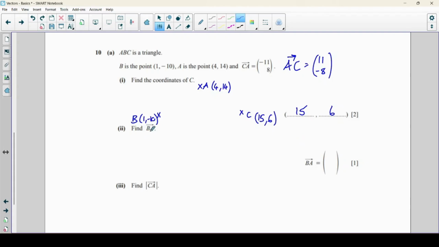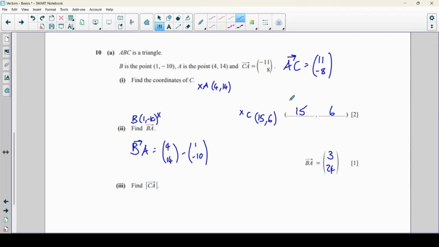Now we're asked to find BA. Okay, again, let's use my diagram. So from B, looking at the x coordinates, I'm going from 1 to 4, so that's 3 to the right. And then from minus 10 all the way to 14 is 24. We could also do that by doing BA equals A subtract B, that's 4, 14, subtract 1, minus 10. 4 take away 1 is 3, 14 minus 10 is 24.